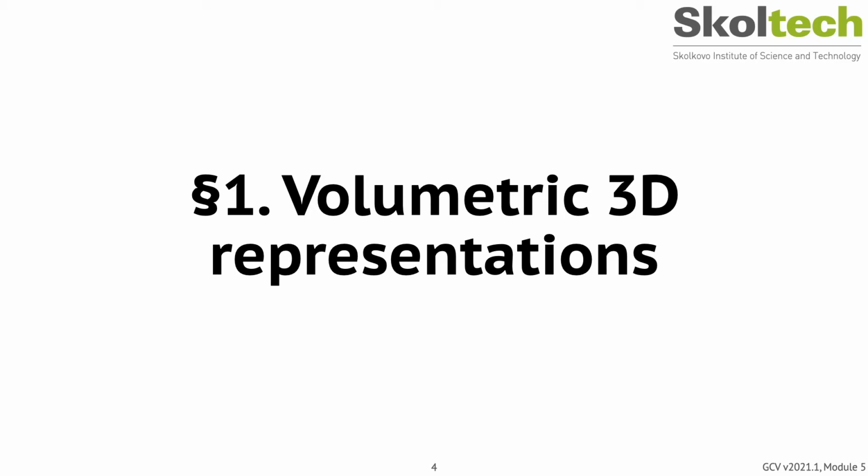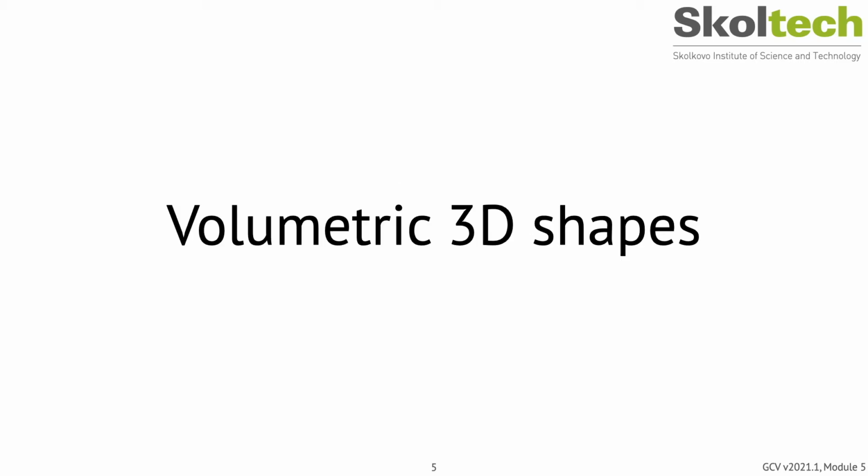Let us start with revisiting the volumetric representation of 3D shapes and how it is related to different other 3D modalities. Next, we will look into how the volumetric representation can be constructed from sensor data in the form of range images. Let's start with defining what the volumetric representation of 3D shape looks like.